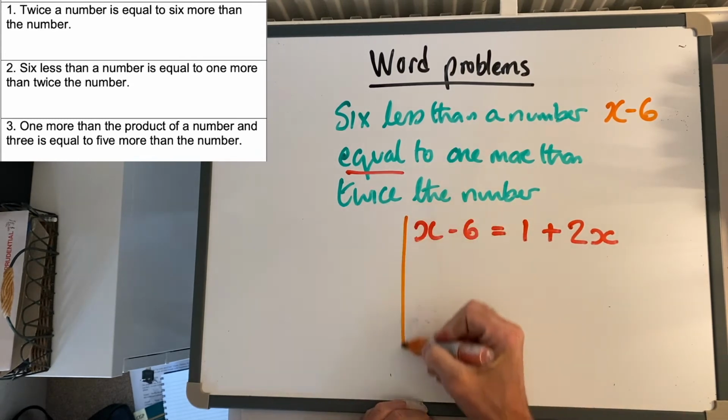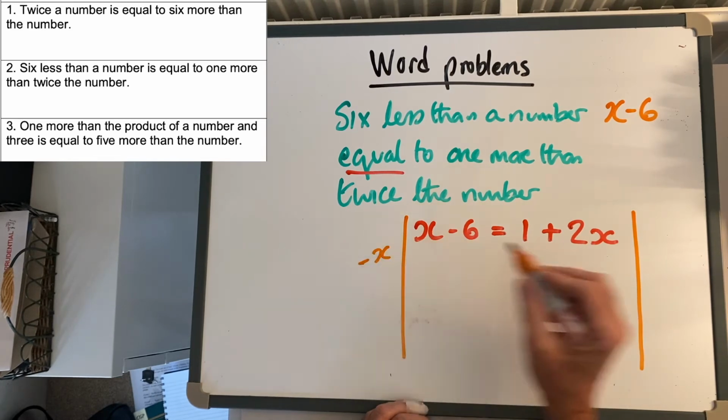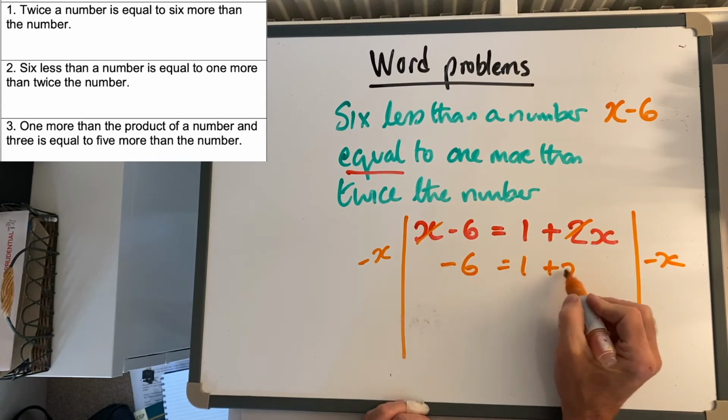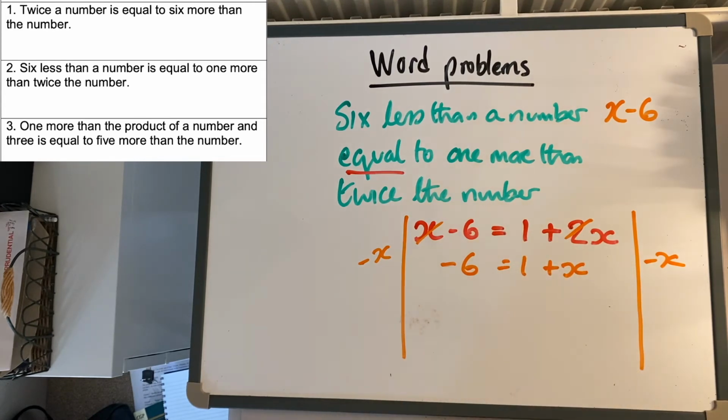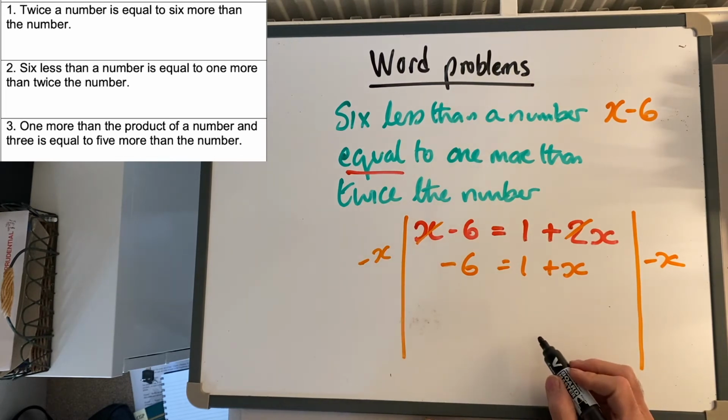So again, let's sort out the x's. We have an x on both sides. We have an x here, 2x here, so let's get rid of this x. Get rid of it, bang, bang. Negative 6 equals 1 plus x. And then ask yourself, what do you add to 1 to make minus 6? Now that's quite complicated. I want to get rid of this.